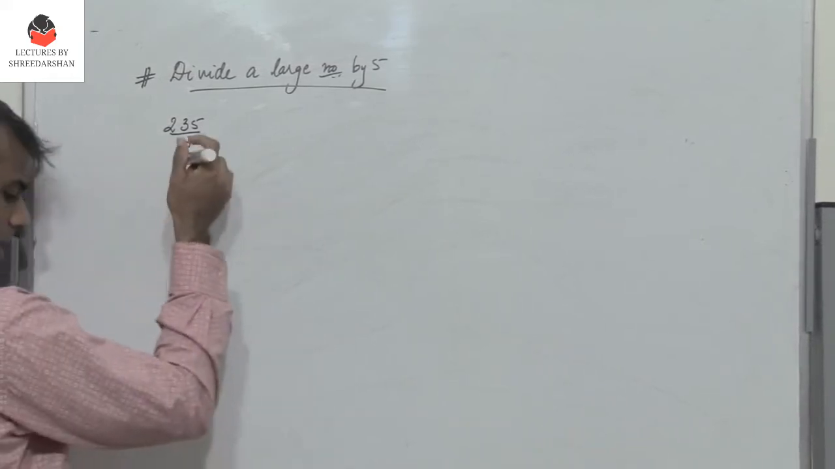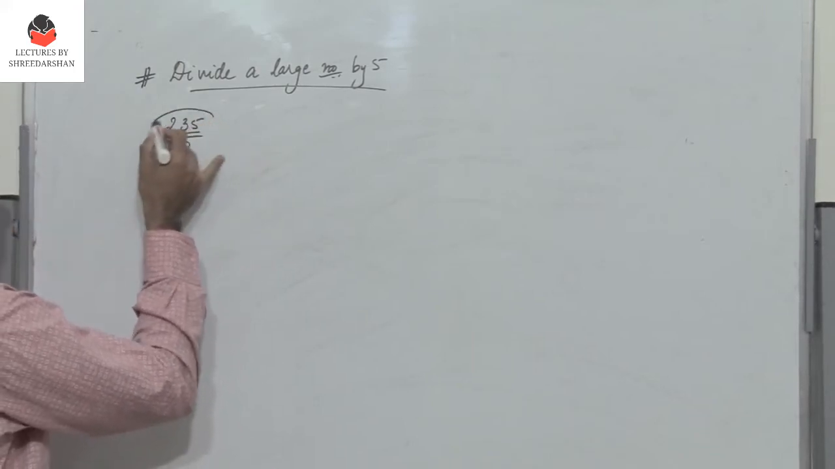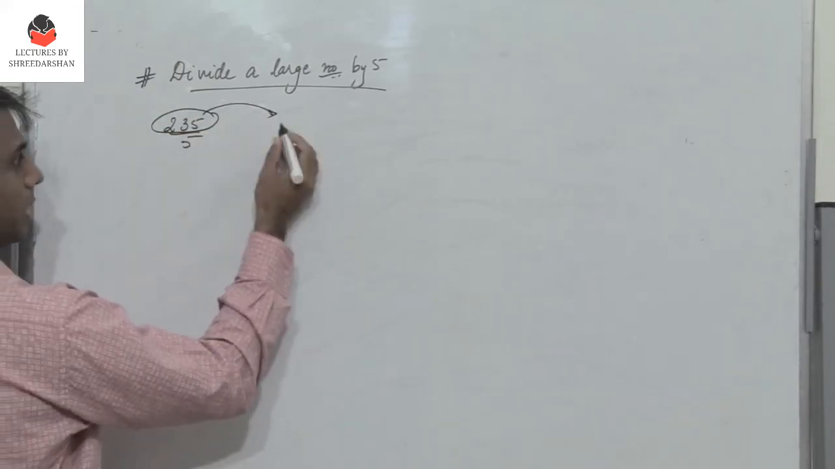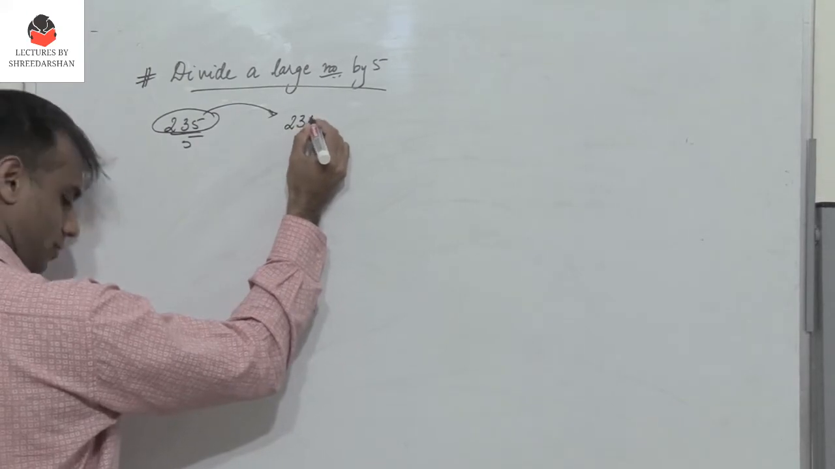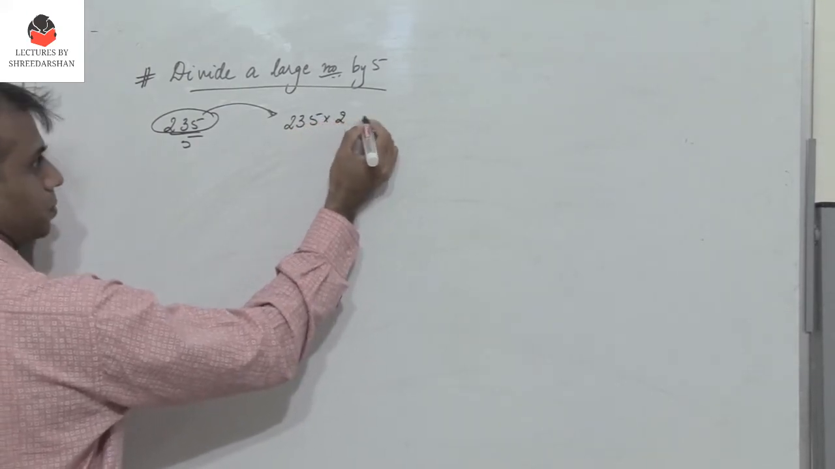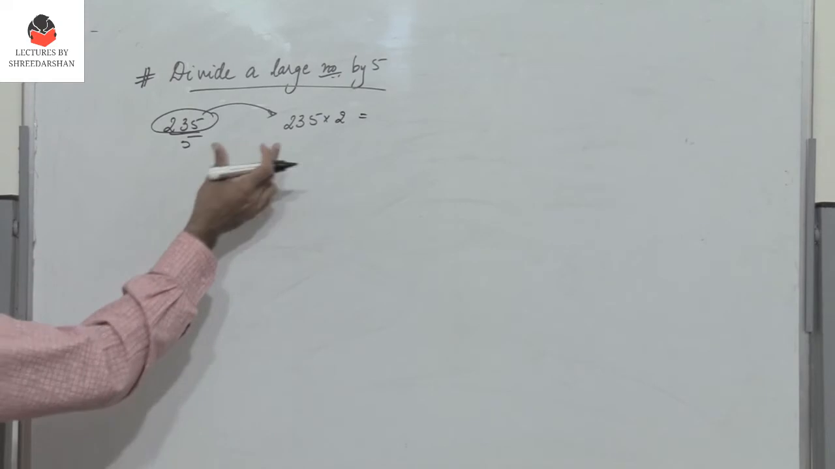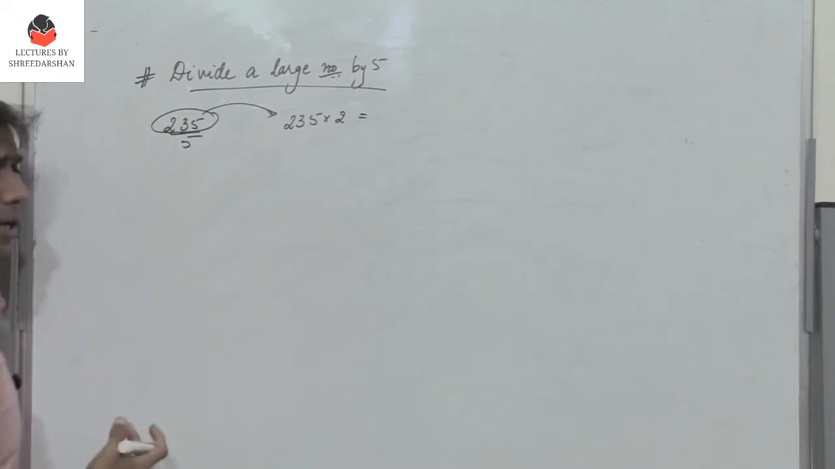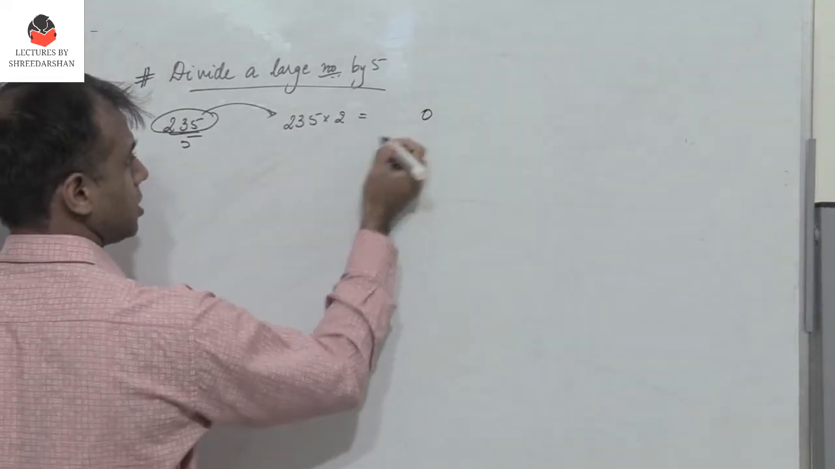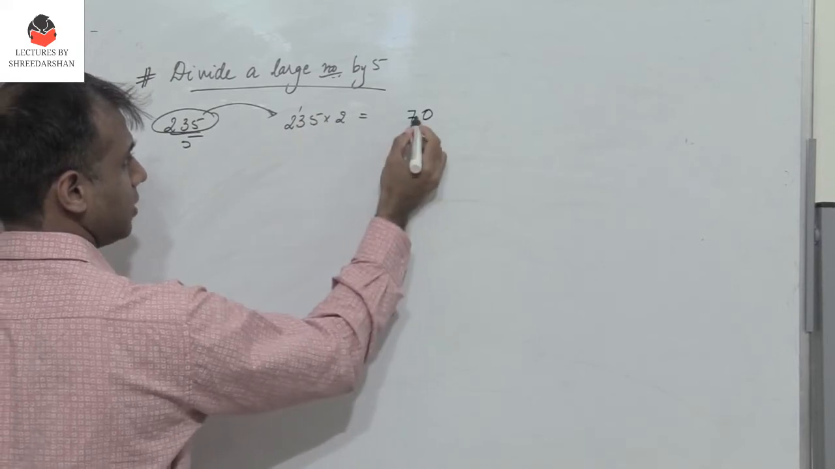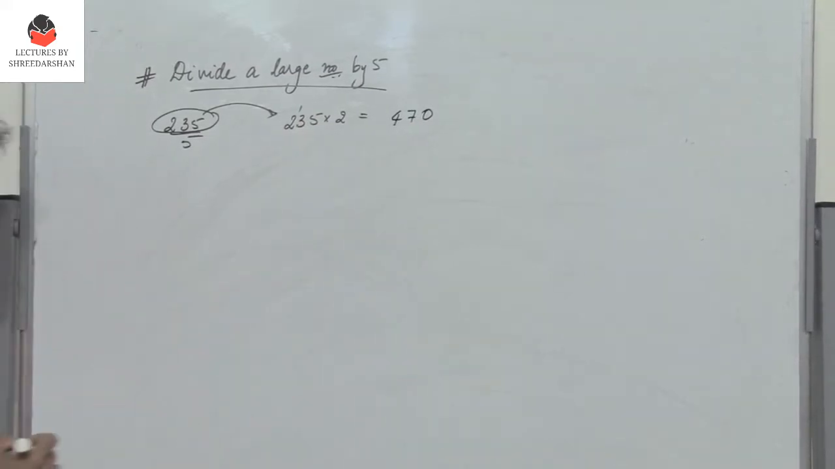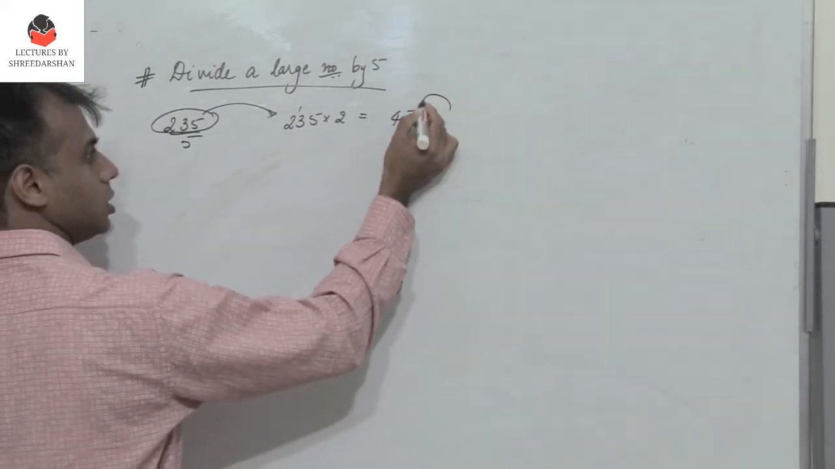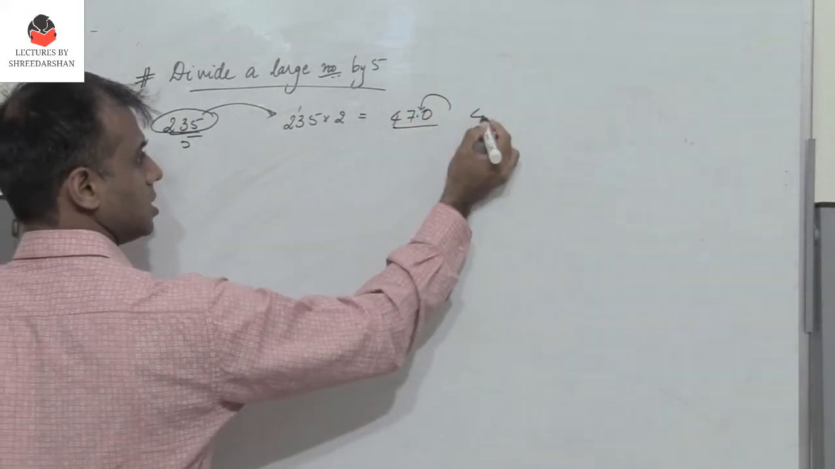The easiest way is to just multiply the given number by 2. So 235 into 2, right? Multiplication of any number by 2 is very easy. 5 into 2 is 10, 1 with a carry, so I get 7 and 4 here. So 470, and then I shift the decimal point by one place. So the answer is 47.